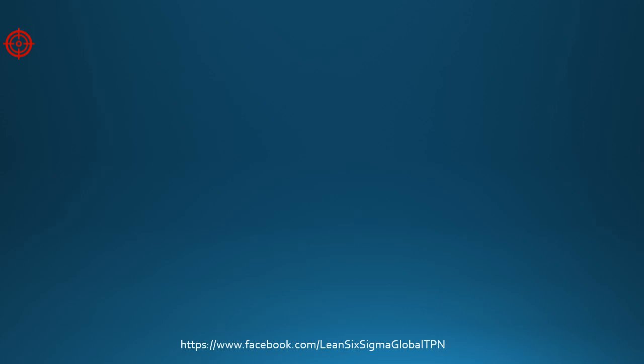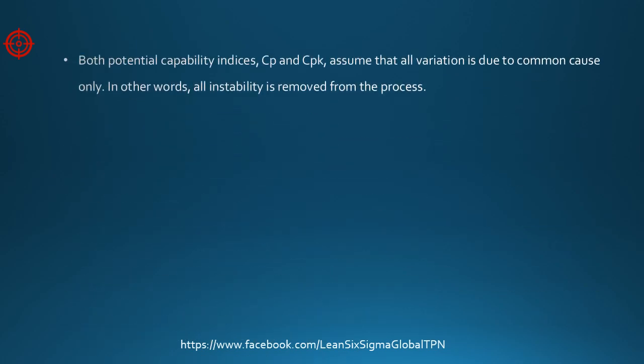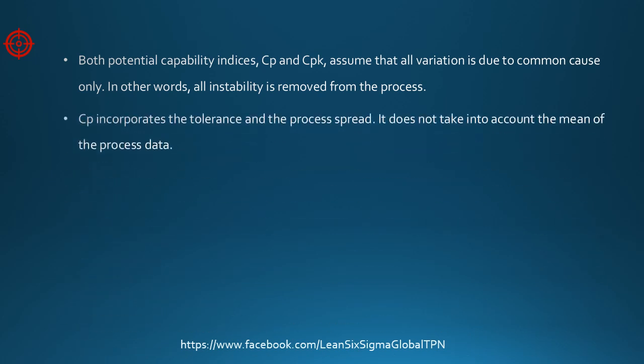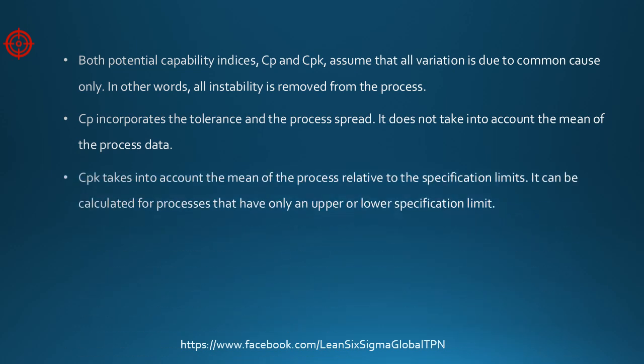So let's review. Potential capability indices Cp and Cpk tell us how good the process could be if all instability is removed. Cp incorporates the tolerance and the process spread. Cpk incorporates the mean of the process relative to the specification limits.